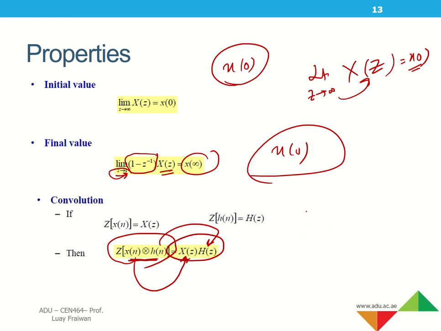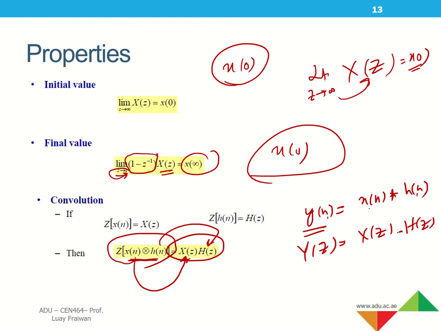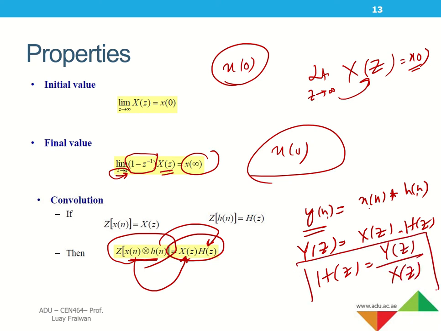Let's say, for example, the convolution output is represented by y of n. In the frequency domain, this is the product of the two z transforms. If I write H of z, which is the ratio of the output z transform over the input z transform, this is called the transfer function, also called the system function of the z transform.